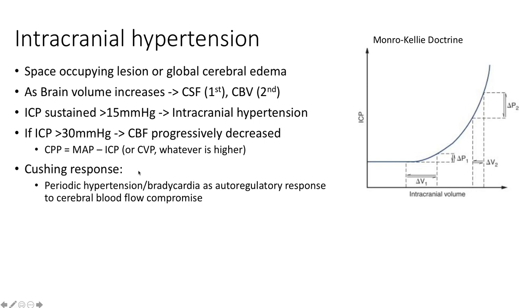Something you may or may not have observed in the past is the Cushing response. If cerebral circulation and perfusion is compromised due to increased intracranial pressure, there will be a sympathetic response causing periodic severe hypertension with bradycardia as an autoregulatory response to your cerebral blood flow compromise. The brain is asking for more perfusion, therefore increasing your blood pressure, and the bradycardia is a reflex response towards that.